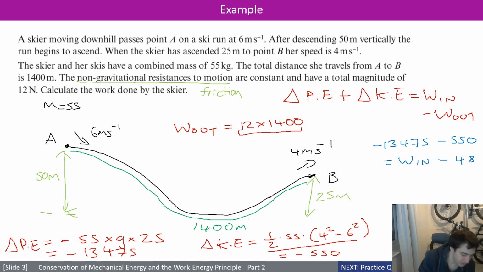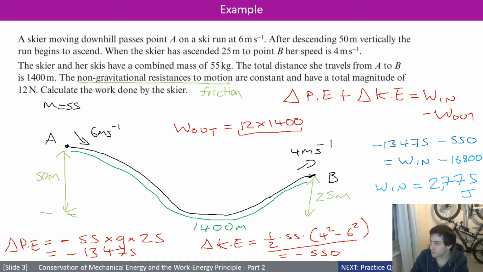Oh, it is 1,400, sorry. I do need a calculator. 16,800, right. And that should give us a final, let's check, of 2,775. Yeah, joules.